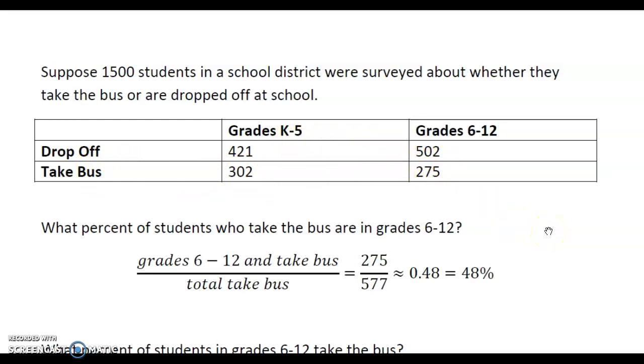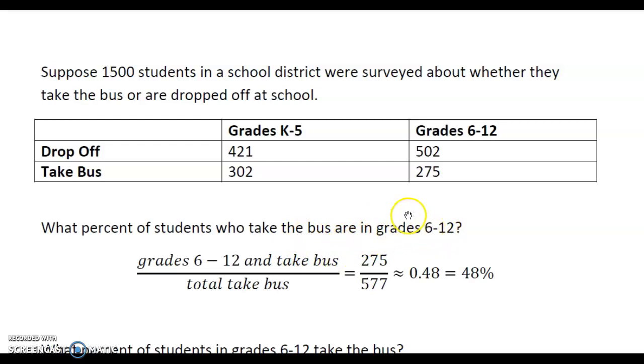The first question is, what percent of students who take the bus are in grades 6 through 12? So let's look for the "of." The quantity immediately following is students who take the bus. So we want a total of all the students who take the bus to be in the denominator. In the numerator, just focusing on those who take the bus, we want to know how many of them are in grades 6 through 12.